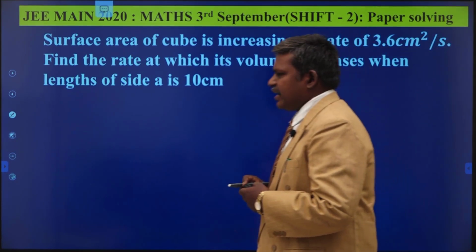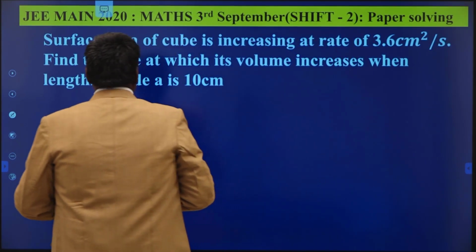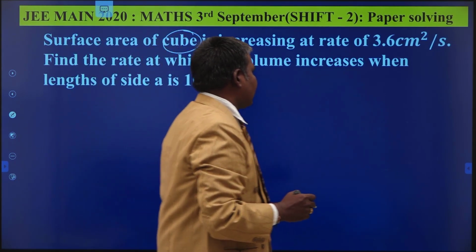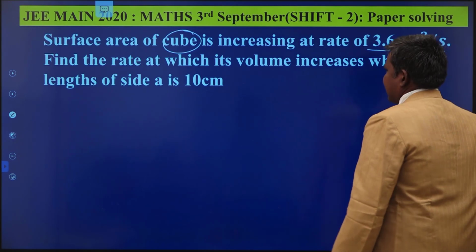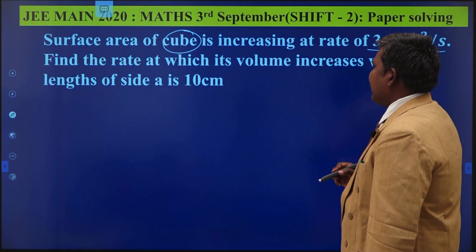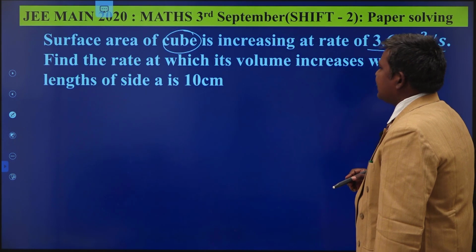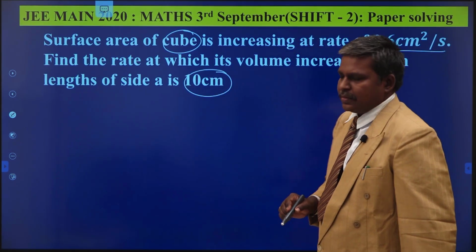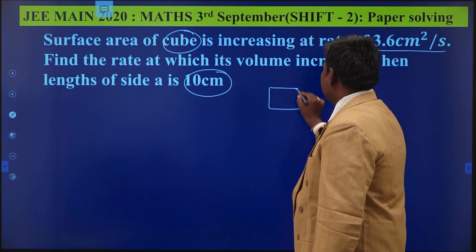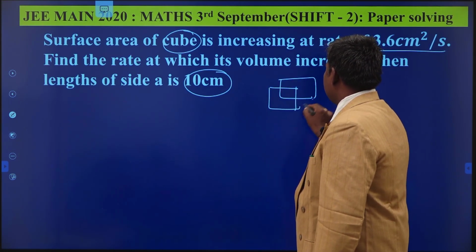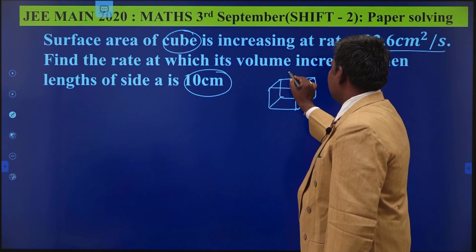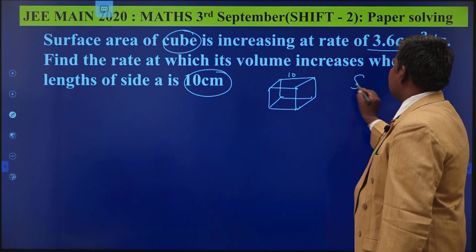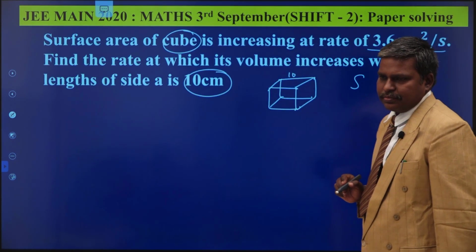See, this is the question related to application. Surface area of cube is increasing at the rate of 3.6 centimeter per second. Find the rate at which its volume increases when length of side is 10 centimeters. One cube is there. This is cube. Each side of length is 10 centimeters. Its surface area, suppose S is surface area, V is the volume.